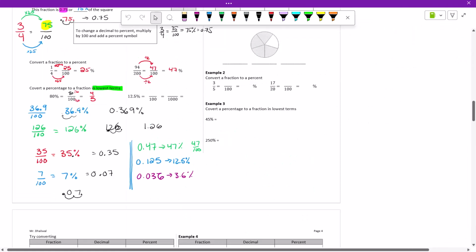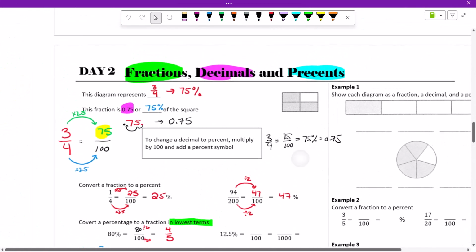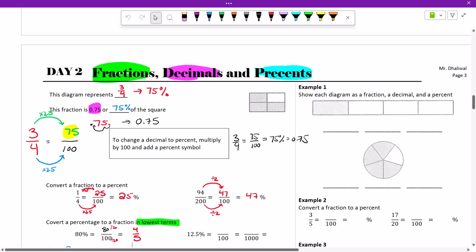So last day, we started looking at other ways to show a percentage. Day one is using a hundreds grid. That's the picture of it. Very easy to tell what the percentage is, but you can't really do any kind of calculations with that. So there are other formats: there's fraction, there's percentage, and there's decimals. And you need to be able to convert between all the different ways for different things that you're trying to do mathematically.